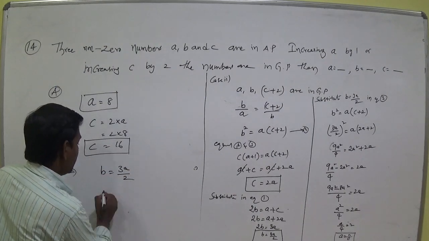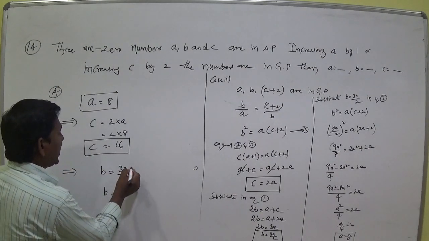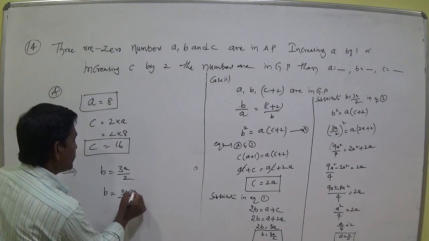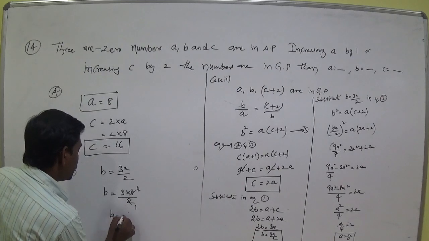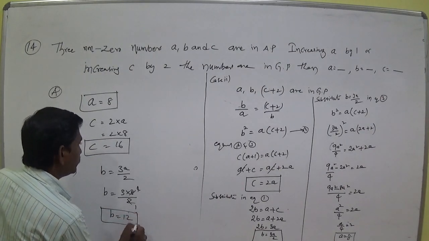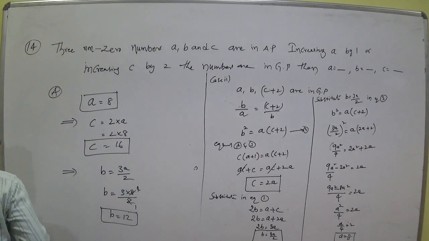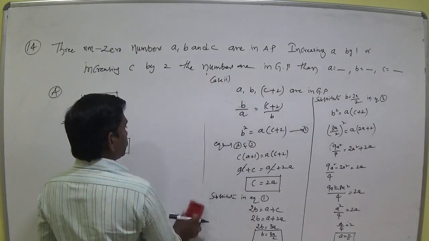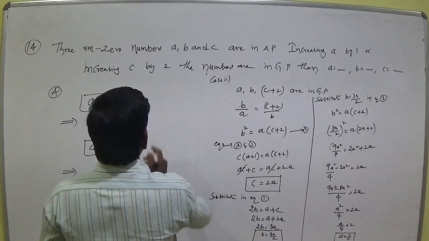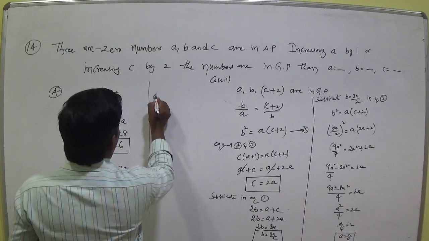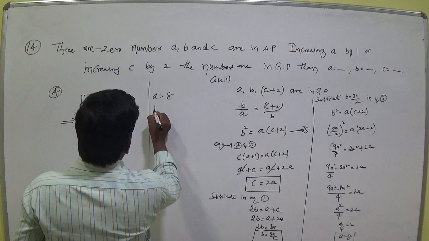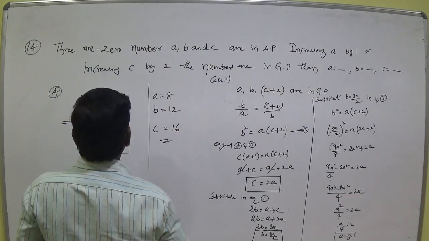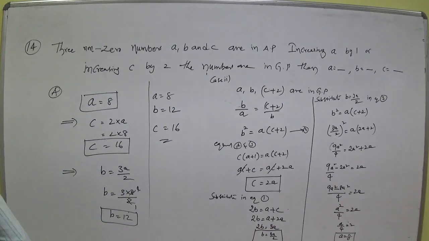3A by 2. Here B equal to, what is the A value? 8. 2 fours are 8, so 4 times, 3 times 4, B equal to 12. So A equal to 8, B equal to 12, C equal to 16. So we got the three values.